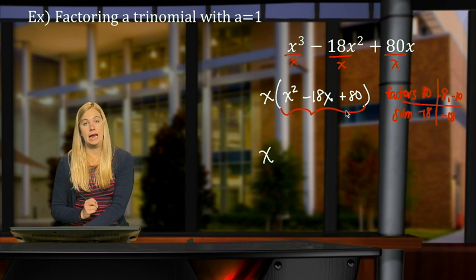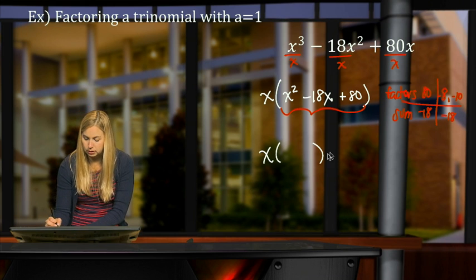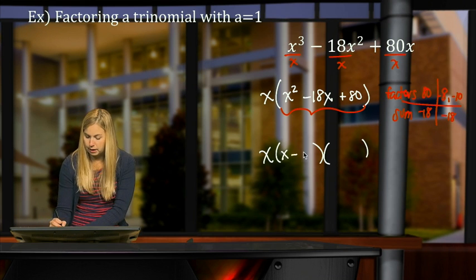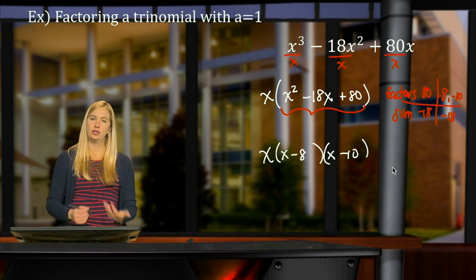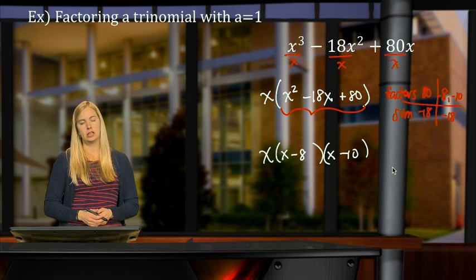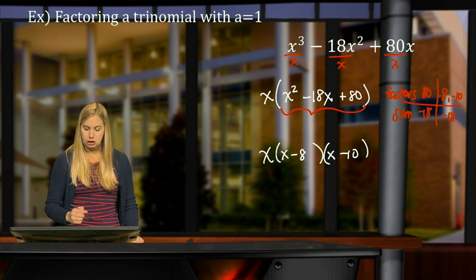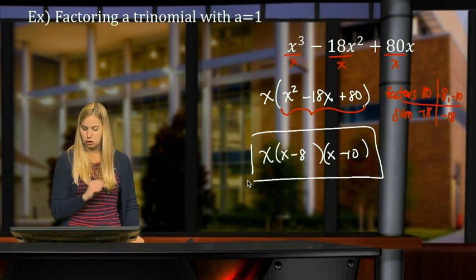So I can split my trinomial into two binomials, x minus 8 and x minus 10. Again, to check, you would distribute the x into the first and then refoil, and you will find that we got what we started with.